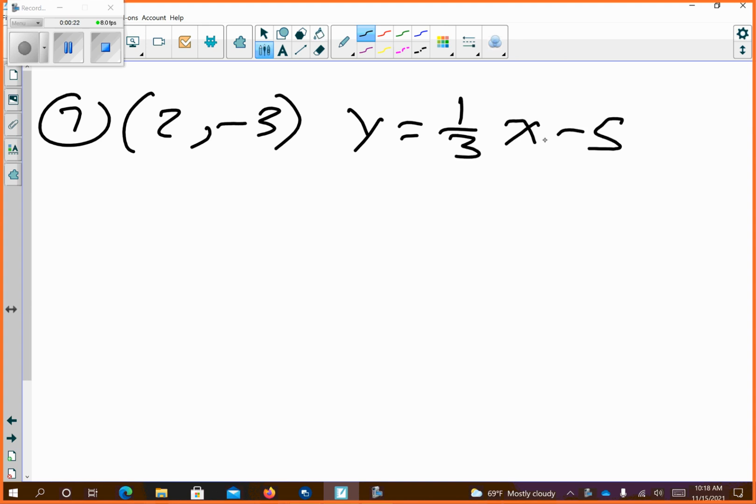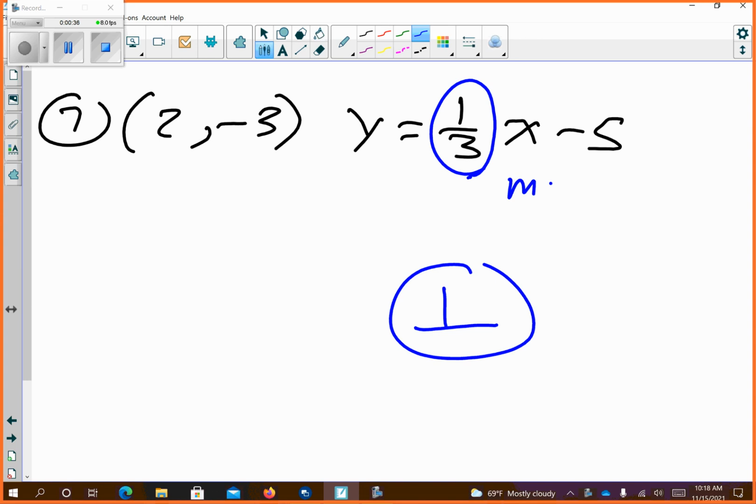Okay, number 7 says write the equation in point slope form for the line that passes through the given point and is perpendicular. Okay, so we're looking for the perpendicular. Remember, the upside down T means perpendicular. So the slope of this equation as it sits is this. The perpendicular slope is going to be the flip over the fraction and the opposite sign.